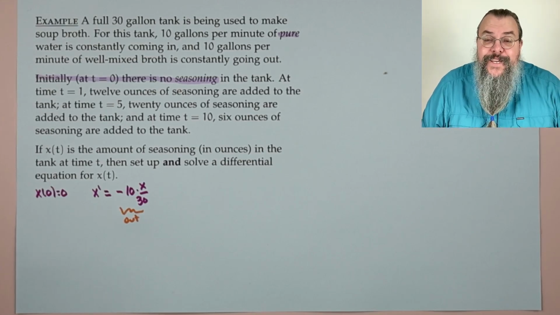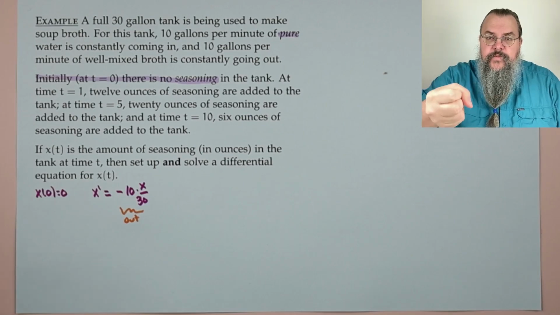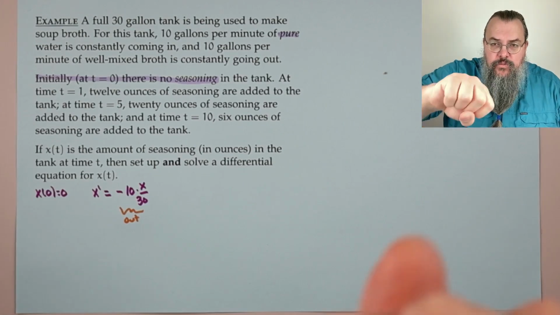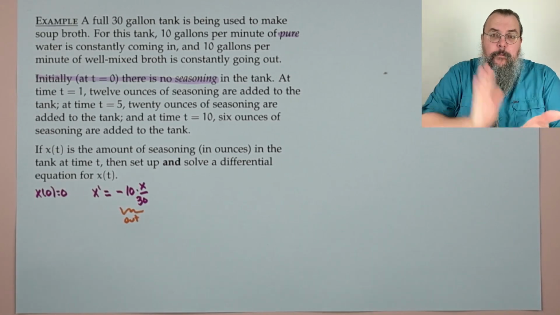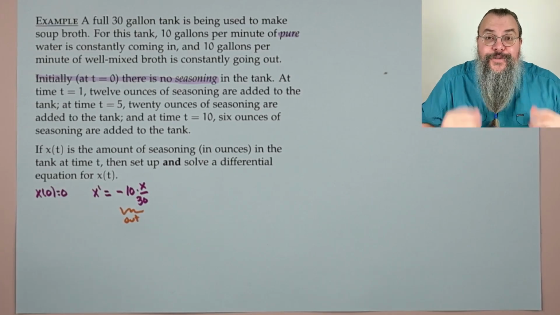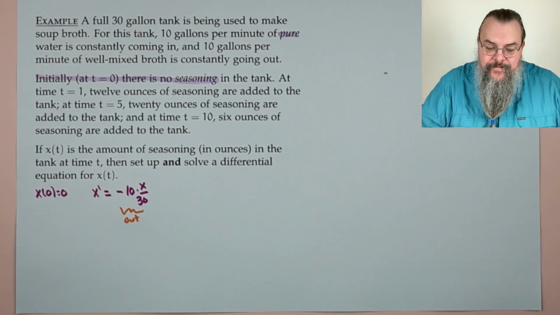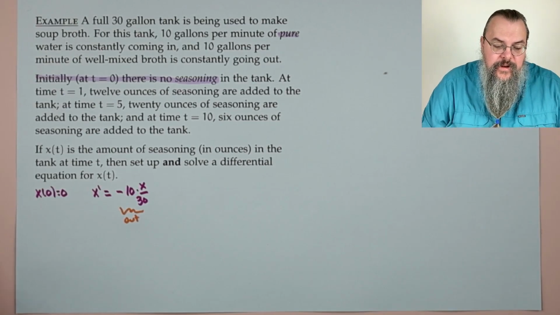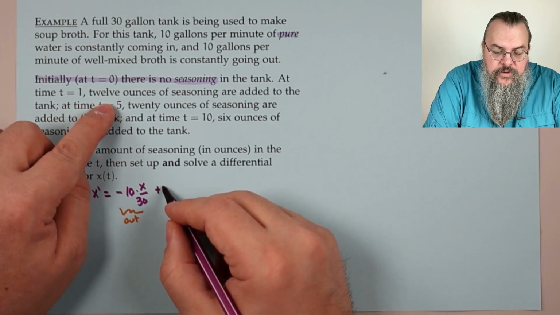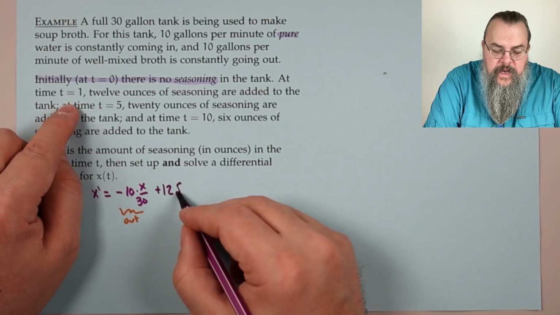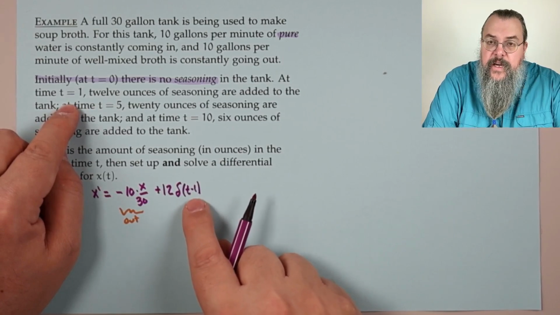What does that mean? You can just imagine there's somebody standing over the tank and goes, doop, and just at that time, doop. So it's not this sustained on-off type thing. It's a boom, a pulse of seasoning. So what describes that? Delta. All right, so at time t equals 1, there's 12. So we're going to have 12, and then we have to say when it happened. That's going to be our delta, just then t minus 1.